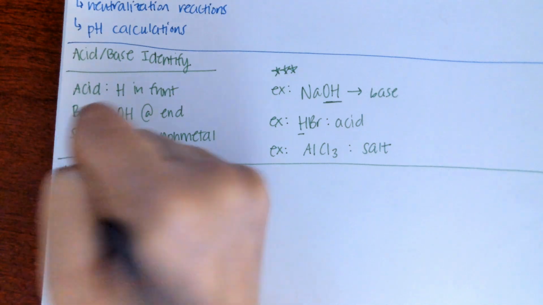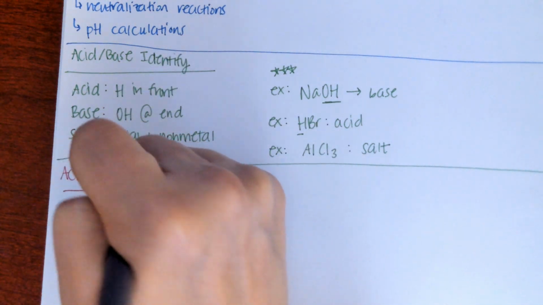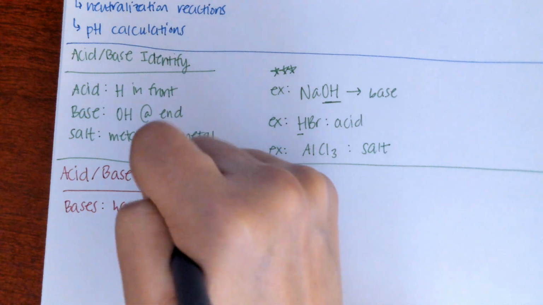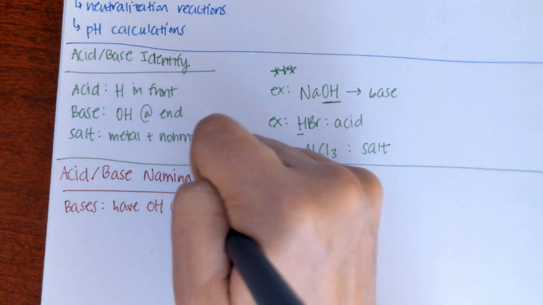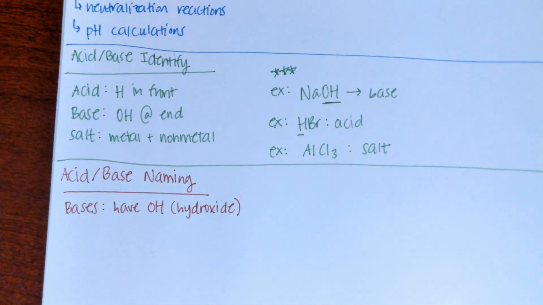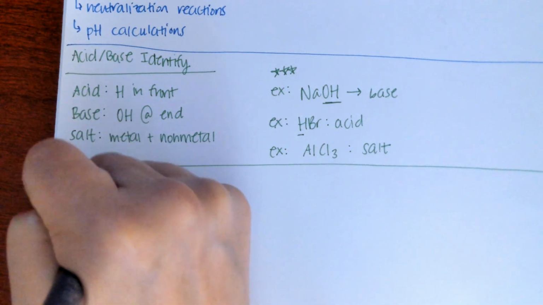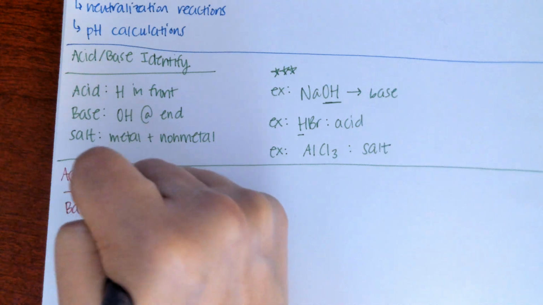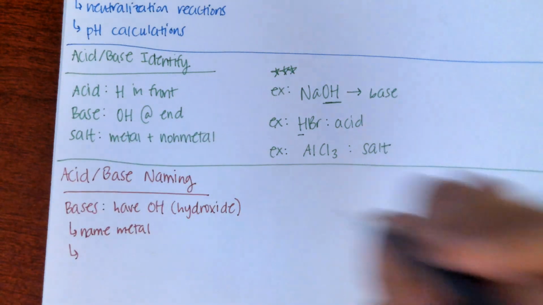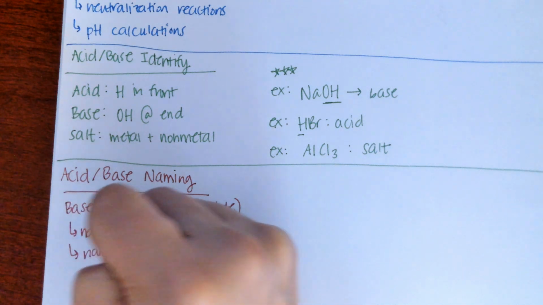All right, I'm going to start off with bases. So bases, we already established that they have the OH, so that's hydroxide. Do not name it as oxyhydrogen or something like that. It is called hydroxide. So how you name bases is you name your metal, whether it's calcium, sodium, potassium, barium, whatever, and then you name hydroxide.